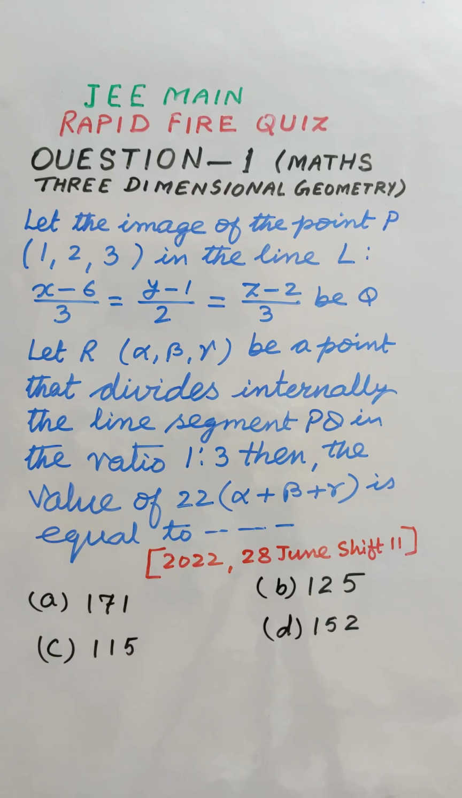Let the image of the point P (1, 2, 3) in the line L, (x minus 6)/3 is equal to (y minus 1)/2 is equal to (z minus 2)/3, be Q. Let R (alpha, beta, gamma) be a point that divides internally the line segment PQ in the ratio 1:3. Then the value of 22 times (alpha plus beta plus gamma) is equal to.